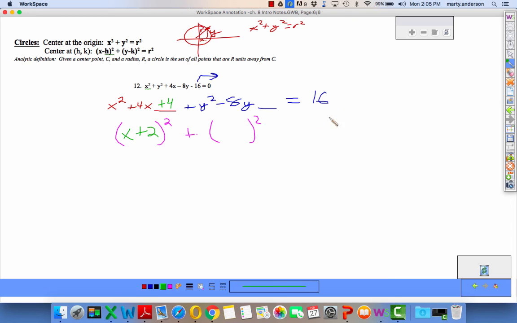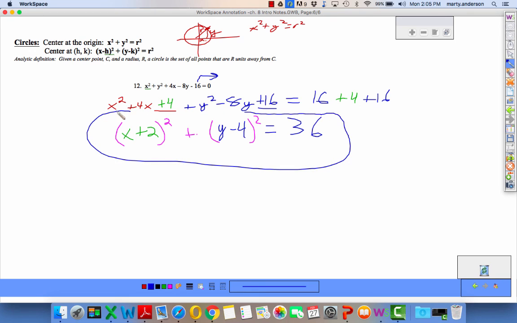Whatever you do to one side of an equation, you got to do the same thing to the other. Right here, negative 8. I'm going to have a y, cut it in half, minus 4, square it, plus 16, equals 16 plus 4 plus 16, 36. This is the equation of the circle. Now we're going to read the equation of the circle, and its center will be at negative 2, positive 4, and its radius is the square root of 36, or 6.